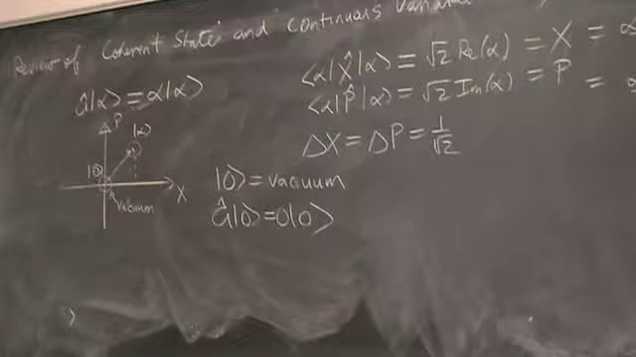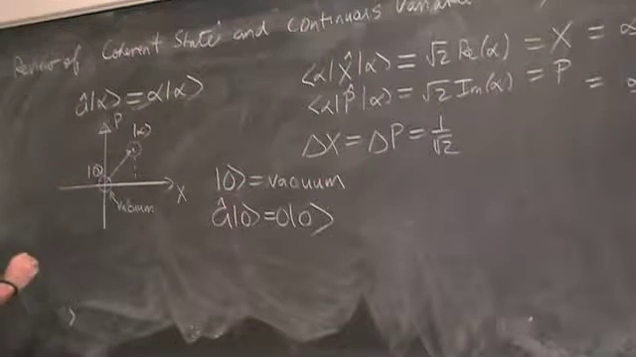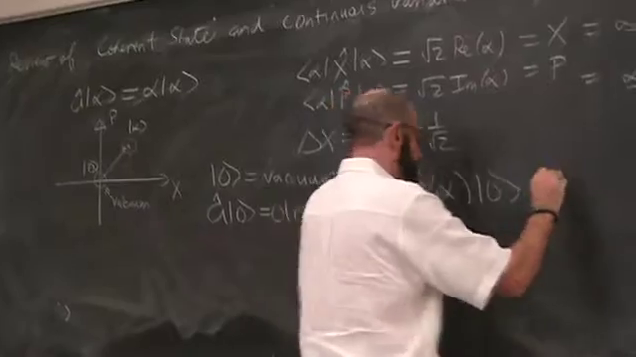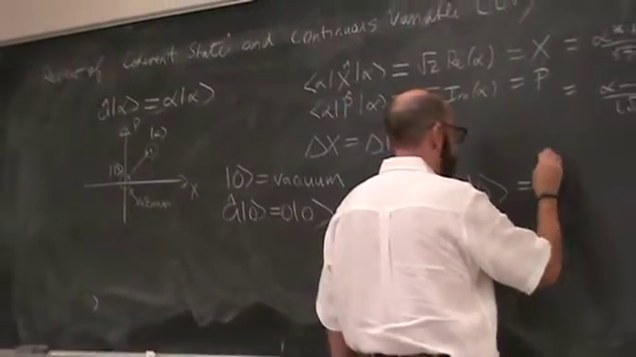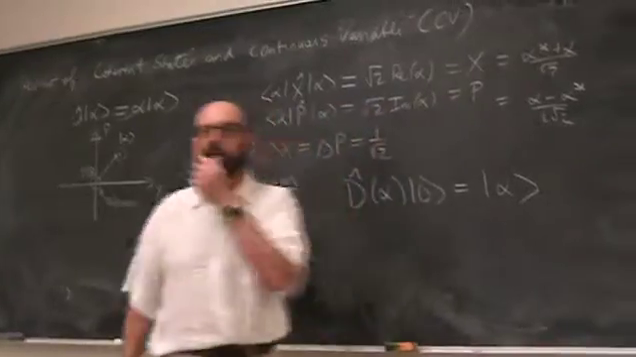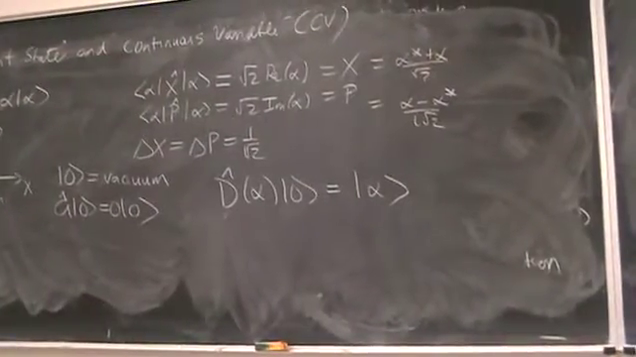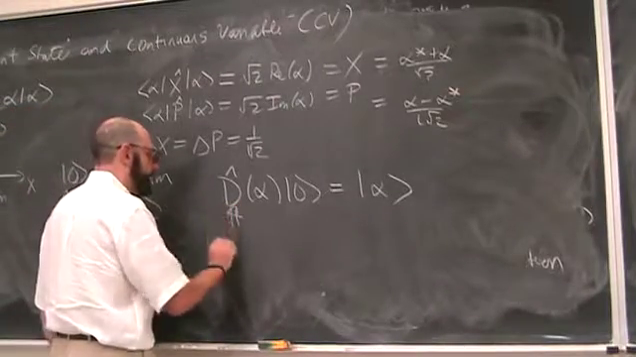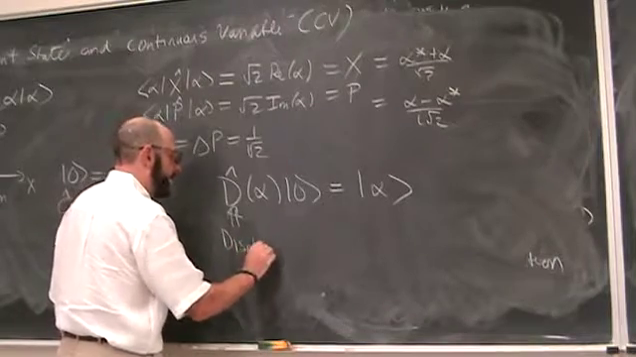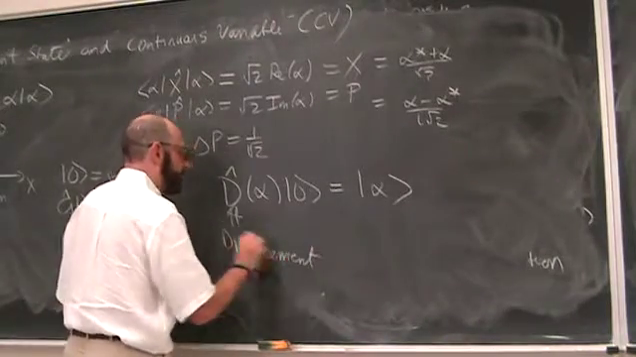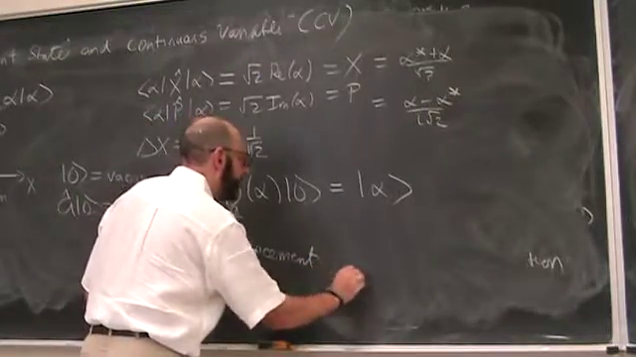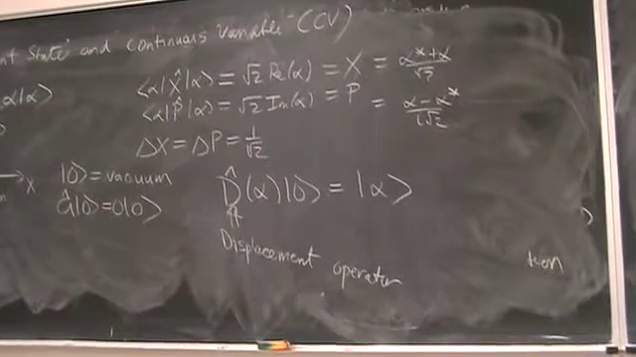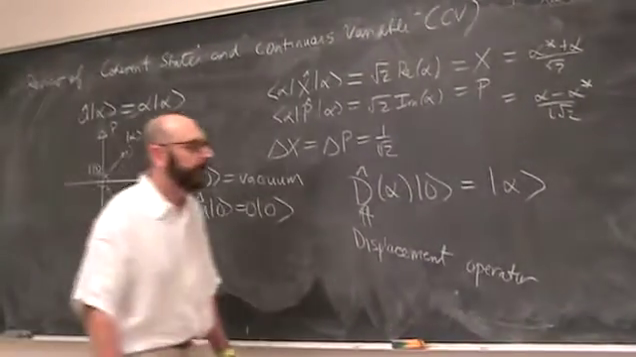There is thus a unitary transformation that maps the vacuum into alpha. This is what we call the displacement operator. It's a unitary operator that maps one quantum state into another. What is that operator? Well, it displaces something in X and in P simultaneously.